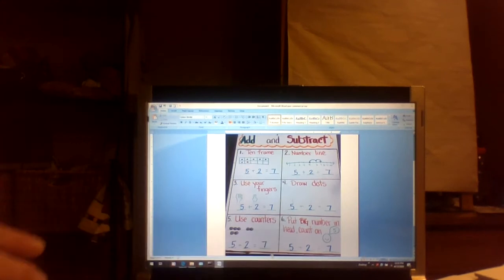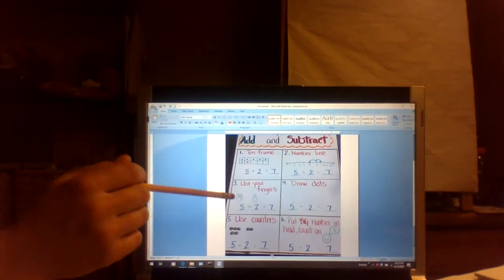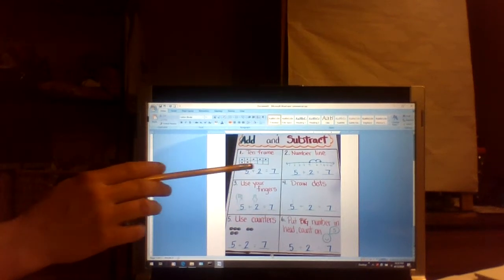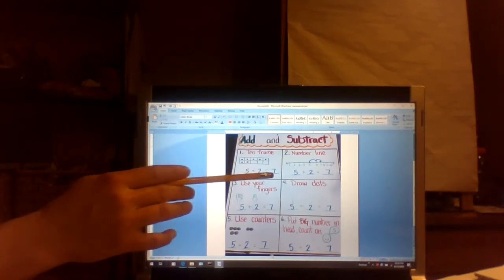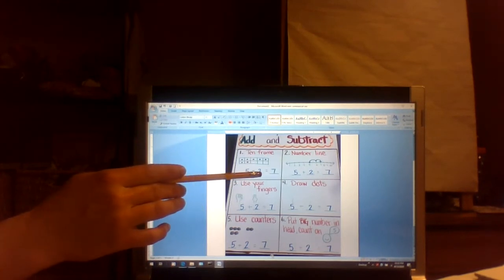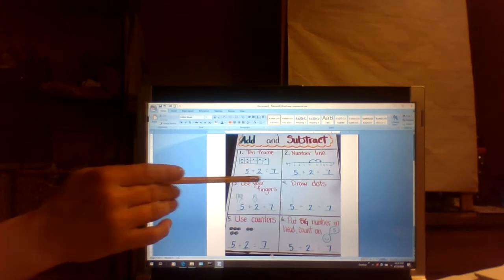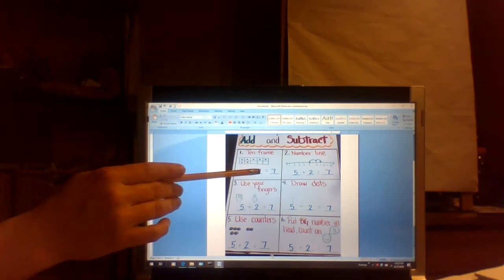So if you look at this chart, boys and girls, it says add and subtract. And that's exactly what you can do. If you know your addition facts, you can also subtract. So if you take a look at this 10 frame, boys and girls, you see that there's 5 and then there's 2 more. And your total is 7, right? So that's your total. Well, if you have 7 and you take 2 away, you're going to have 5. If you have 7, you take 5 away, you're going to have 2.